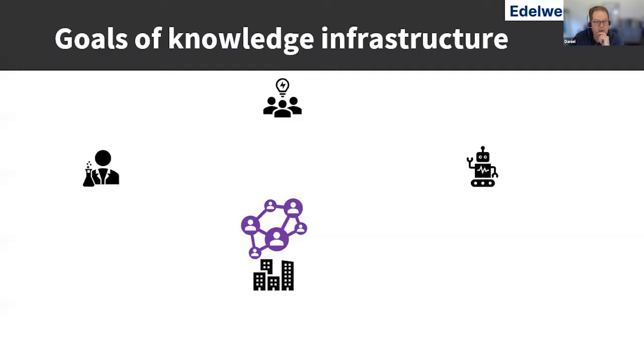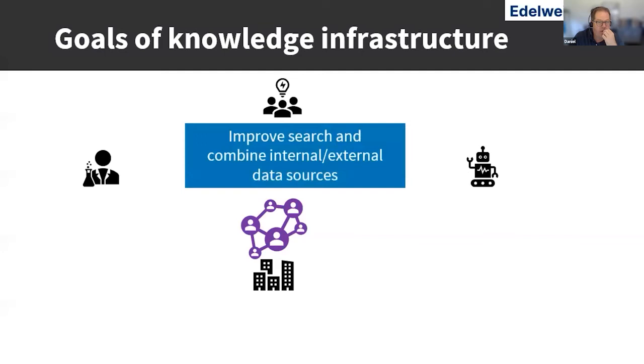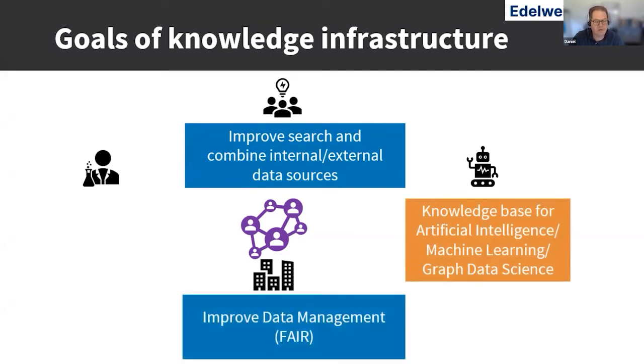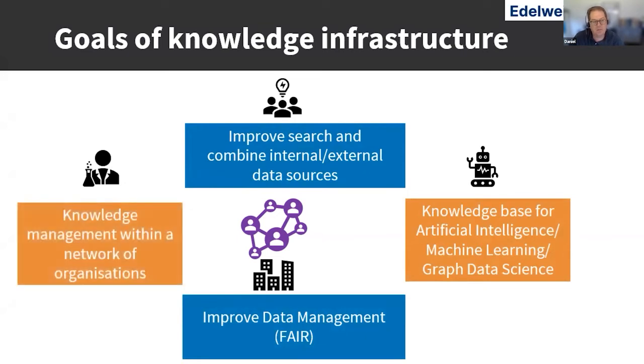So what's now the benefit? On one side, we have the users. We want to improve search and combine internal as well as external data sources. We could build up a knowledge base for artificial intelligence. We can try to improve our data management within the organization. And we could also try to improve the knowledge management within a network of organizations, for example, like an EU project like Risk Hunter.